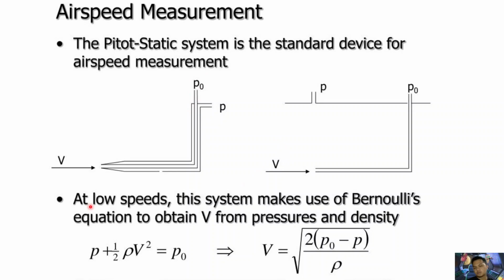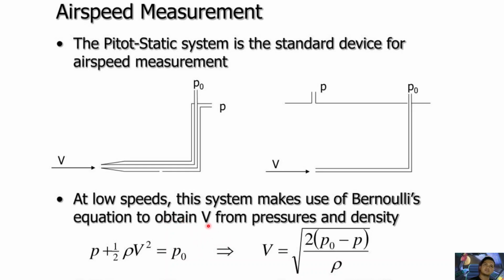At low speed, so we have incompressible flow equations. We make use the Bernoulli's equation to obtain the velocity from pressures and density. If you can remember the Bernoulli's equation, di ba, we have P sub 1 plus 1 half rho V sub 1 squared is equal to P sub 2 plus 1 half rho V sub 2 squared.